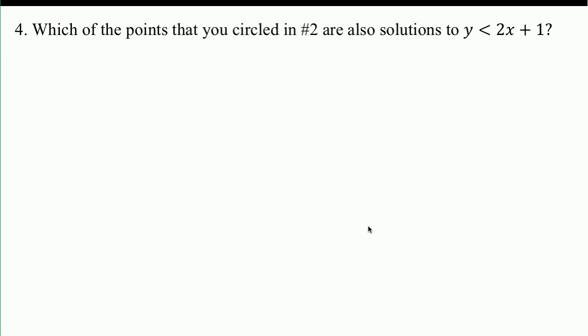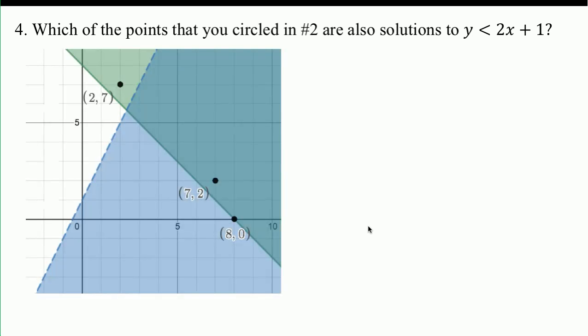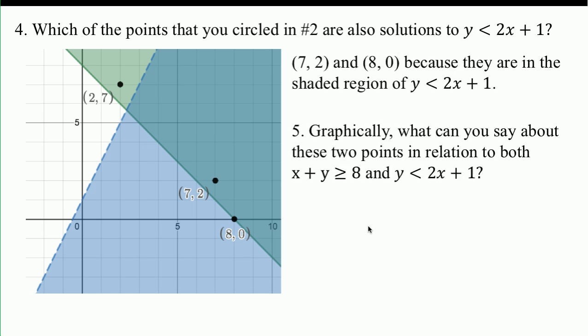Four, which of the points you circled in number 2 are also solutions to y less than 2x plus 1? The 3 points you circled in number 2 are shown on the graph. We can see that (7, 2) and (8, 0) are solutions because they're in the shaded region of y less than 2x plus 1, and (2, 7) is not.